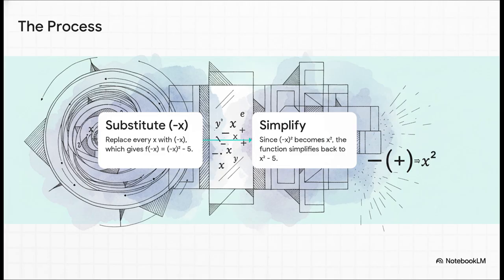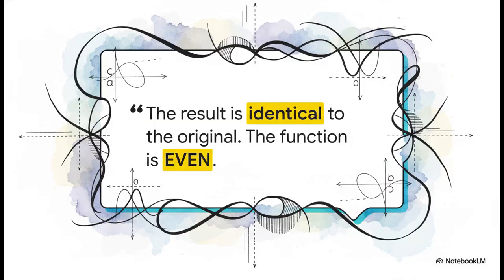So we just follow the process. We replace x with negative x. That gives us f of negative x equals, in parentheses, negative x squared minus 5. And, well, you know when you square a negative number, it just becomes positive. So that negative x squared simplifies right back to x squared. Our final result is x squared minus 5. And would you look at that? We got the exact same function we started with. Since f of negative x equals f of x, we've just proven, algebraically, that this function is even.